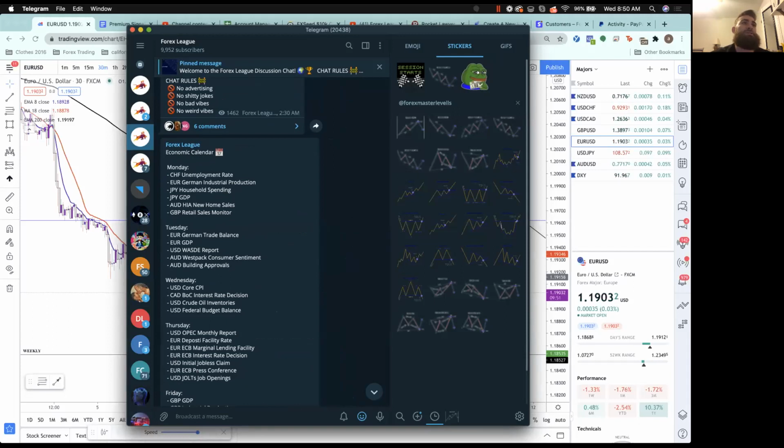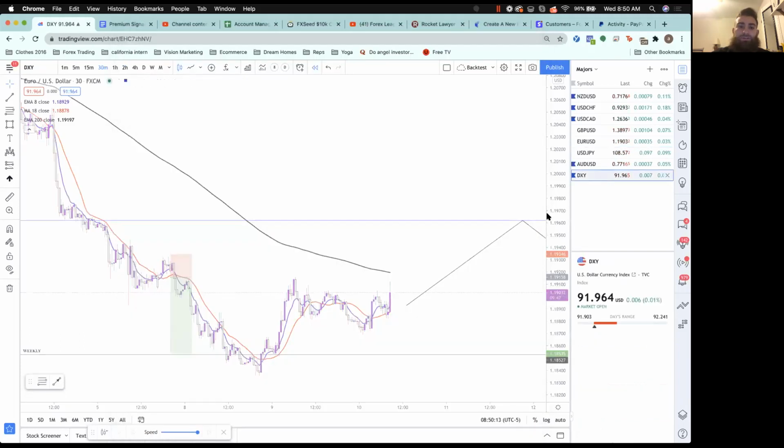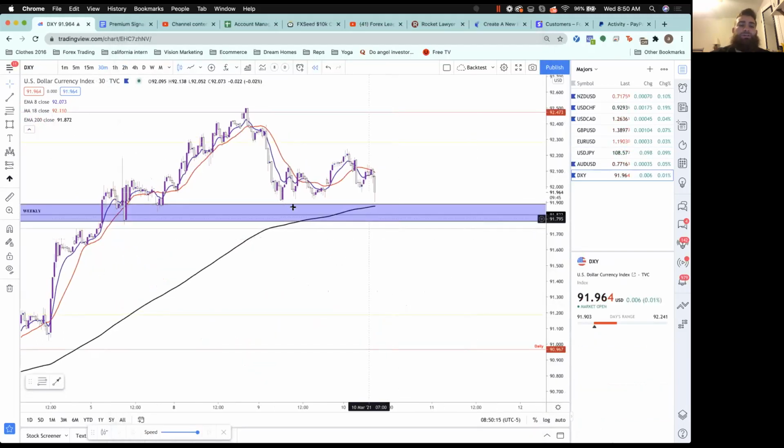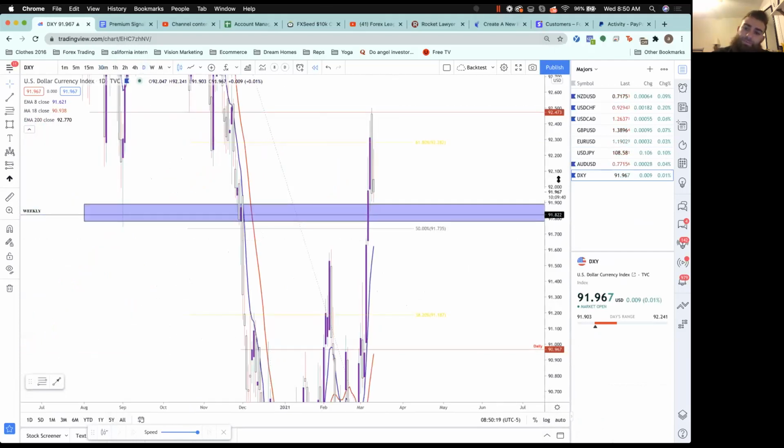Do you think the dollar is going to get weak? It's a good question. Definitely, it doesn't necessarily look weak yet. It's not really breaking anything, but it is due for a pullback.